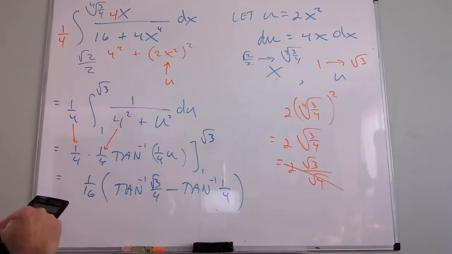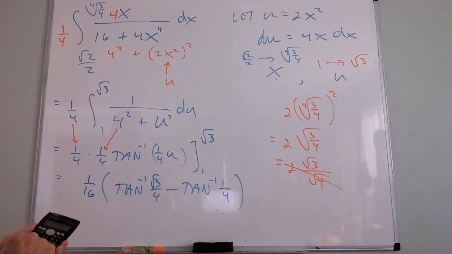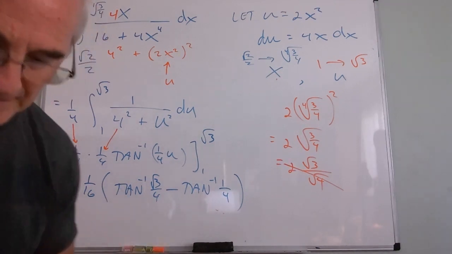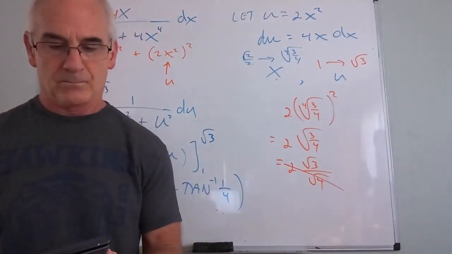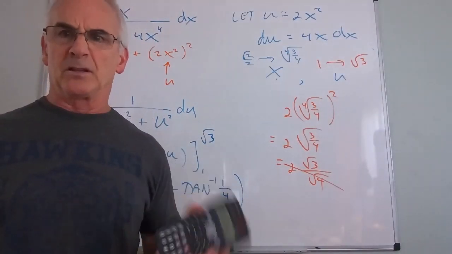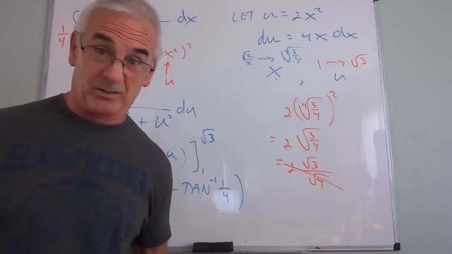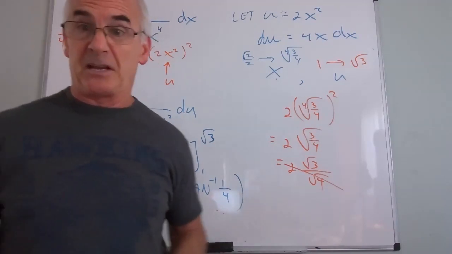So let's do this. So I'm going to have inverse tan. And everyone try this because I like to see we all get the same answer. √3/4 minus inverse tan 1/4. And then all of this over 16. So when you get an answer, tell me. 0.0102. Yeah, a little bit bigger than 0.01. That's really small. Okay, but that's the answer.